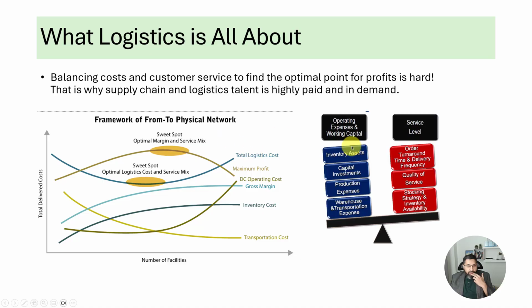Yeah. And what you're trying to balance is your operating expenses and working capital, which are these blue boxes, with the service level benefits. So order turnaround time and delivery frequency, customers like that. Let's say you have retail stores, you can give them frequent delivery, quality of service, stocking strategy, inventory availability. All of these are offering a high level of service. But to offer this high level of service, you need more inventory assets, you need capital investments, you need warehouse and transportation expenses, and so on. And so you need to balance both sides, service and cost.